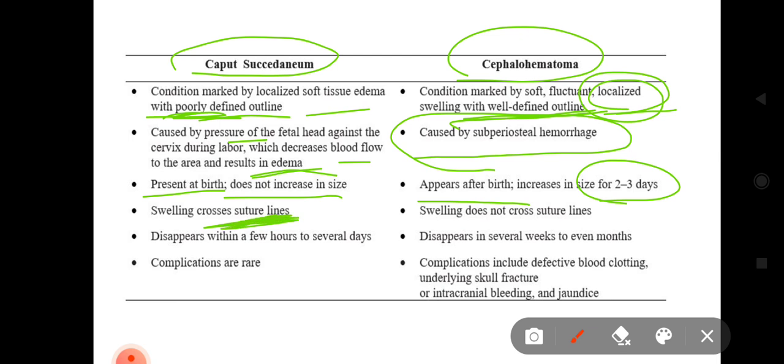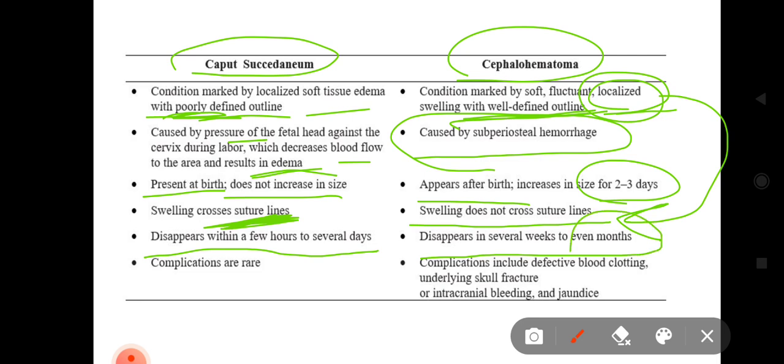Swelling crosses the suture line in caput; in cephalohematoma, swelling does not cross the suture line. Cephalohematoma is localized, so swelling does not cross the suture line. Caput disappears within a few hours or several days, while cephalohematoma disappears in several weeks to even months, so it takes a longer time to disappear. Complications are very rare in caput, it's normal, while cephalohematoma complications include defective blood clotting, underlying skull fracture or intestinal bleeding, and jaundice can be seen.